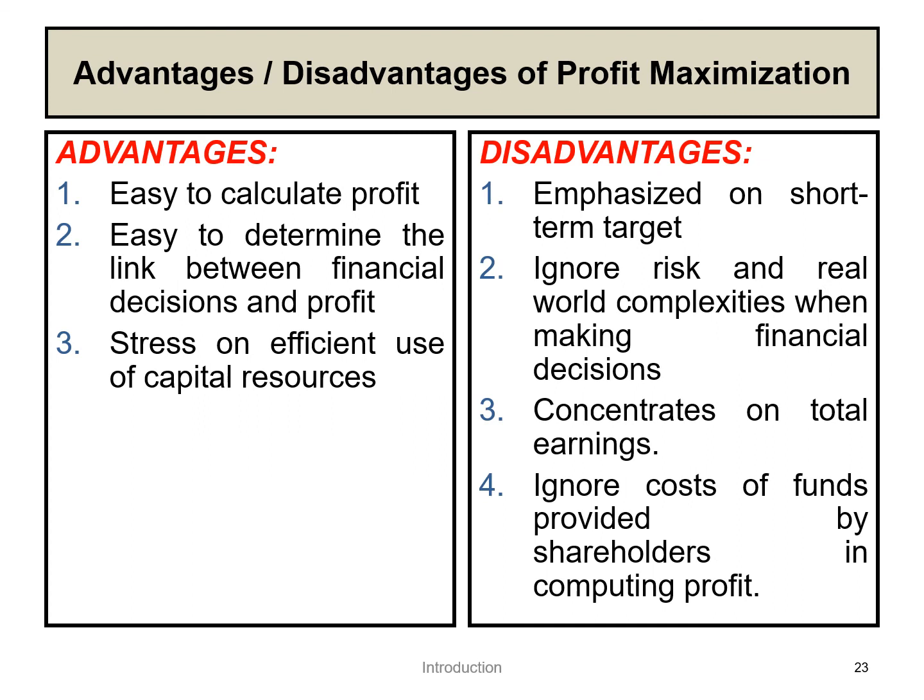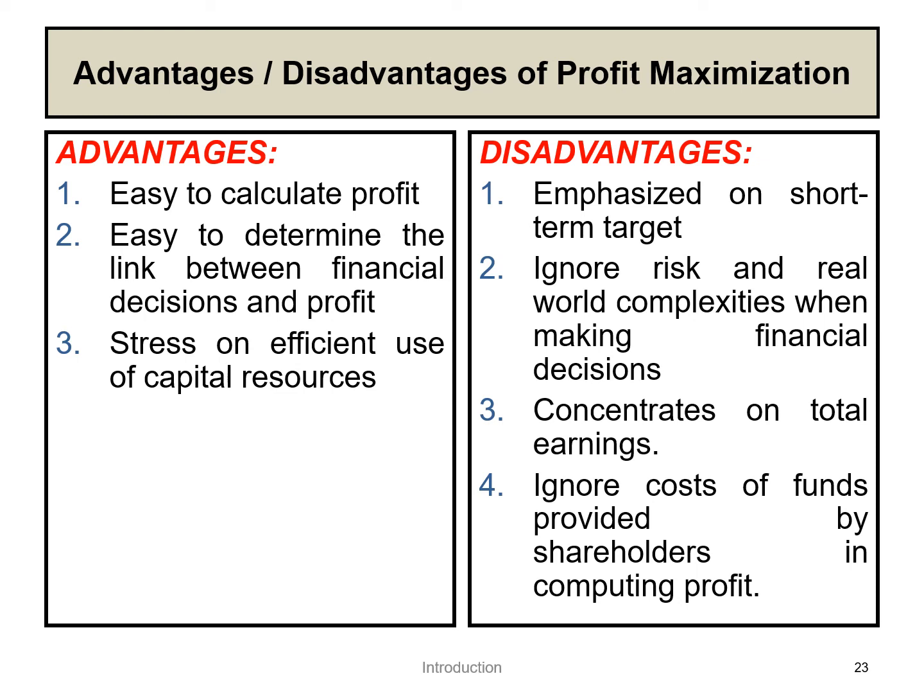So there are advantages as well as disadvantages of profit maximization. The advantages are it's easy to calculate, it's very simple, not complicated. The second advantage is it is easy to determine the link between financial decisions and profit. And number three, it stresses efficient use of capital resources. However, there are four disadvantages of profit maximization.